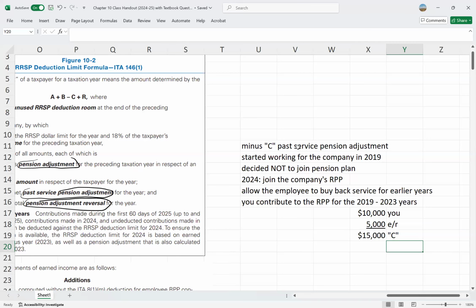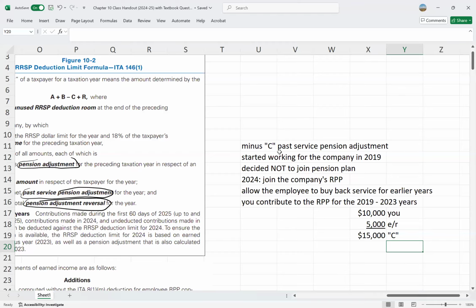And once again, I reviewed most of the RSP questions in the textbook, and most of the questions don't even include any of the C or R amount. So I wouldn't worry about these for exam purposes, but I just wanted to explain what they are, just so you have an understanding of what the C and R amounts are. And even in real life, you don't really see them that often. It's rare that you would see the C and the R amounts. It does happen occasionally, but not very regularly.